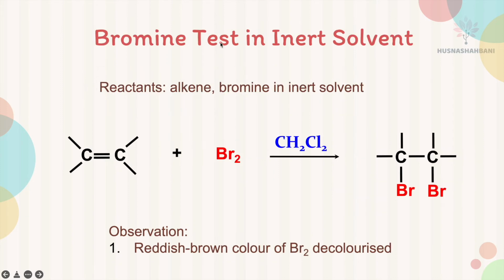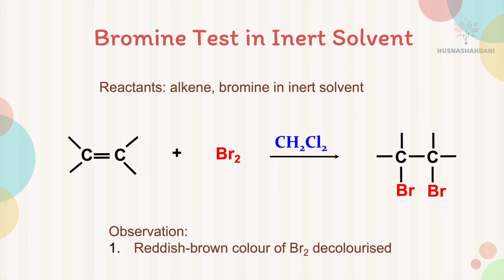For bromine test, if you use alkene with bromine in inert solvent, each bromine atom will attach to each carbon. So this carbon attached to one Br, this carbon attached to one Br. That is when you use bromine in inert solvent. If it is tested with alkene, reddish brown color of Br2 decolorized. But if you test it with alkane, there will be no reaction here. The observation for alkane, reddish brown color of Br2 remains unchanged.